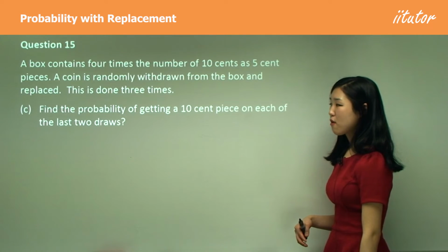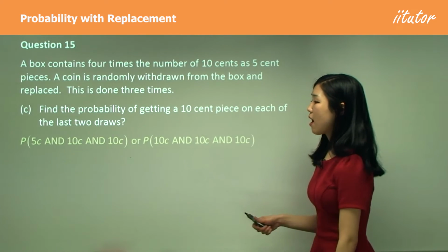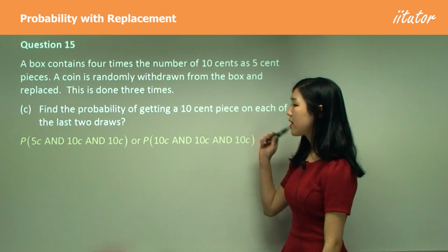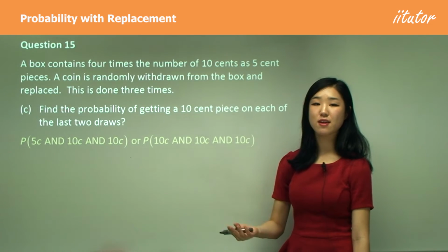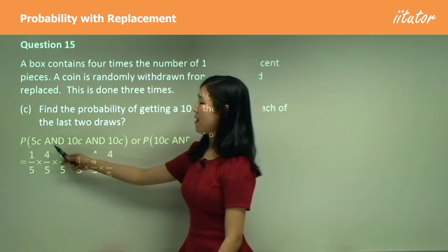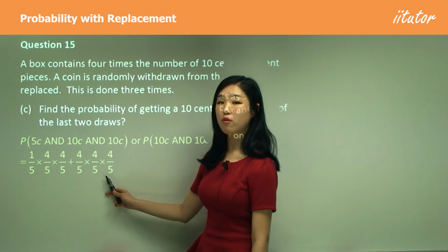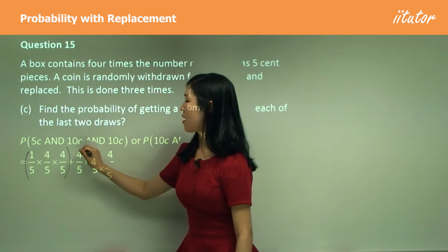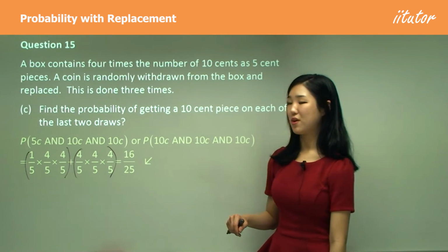And then C, find the probability of getting a 10-cent piece on each of the last 2 draws, which means I want it to be 5 cent, 10 cent, 10 cent, or 10 cent, 10 cent, 10 cent. The only limit is that the last 2 must be 10 cents. The first one can be a 5 cent or a 10 cent. That's why this event has 2 outcomes. We're going to think about both of them. So 5 cent is 1 on 5, 10 cent is 4 on 5, 10 cent is 4 on 5. The last 2 will be 4 on 5, and because this is 10 cent, this will also be 4 on 5. So we multiply these 3 together and these 3 together, and you add them up because it's this or this. So you get 16 on 25.